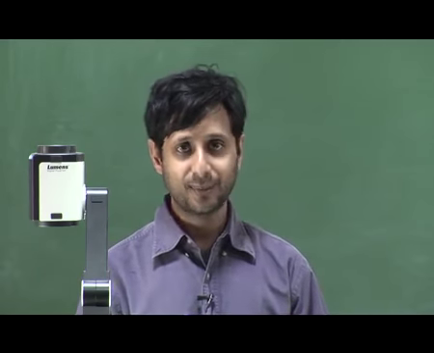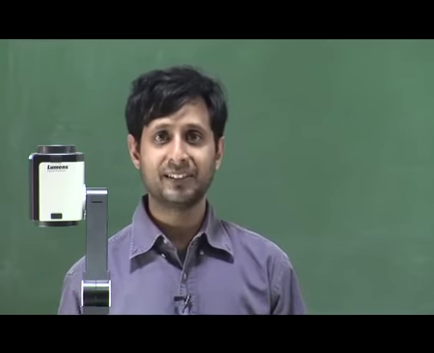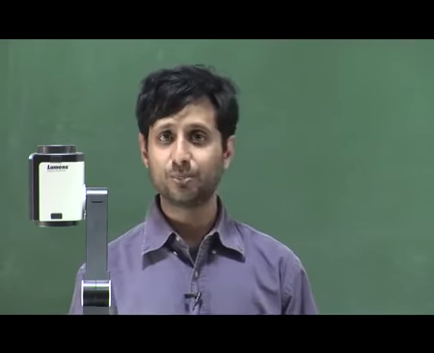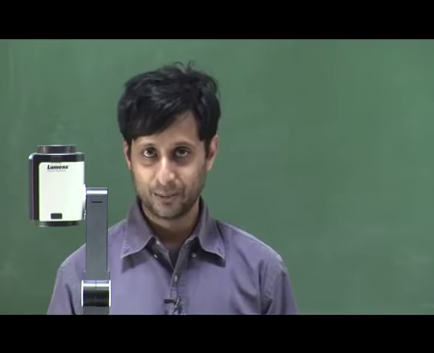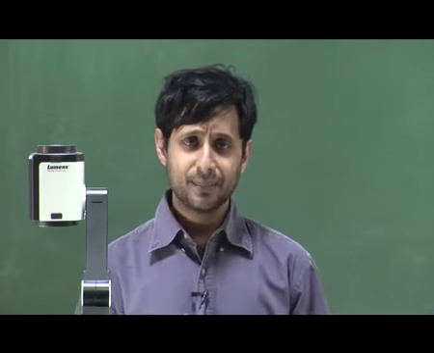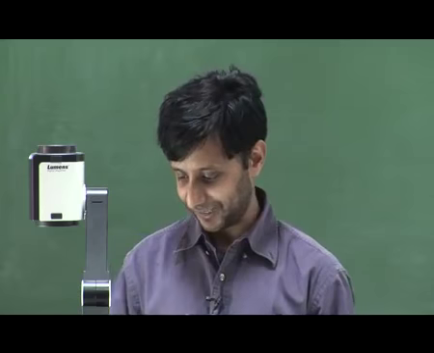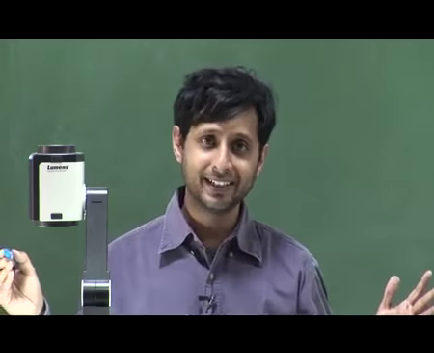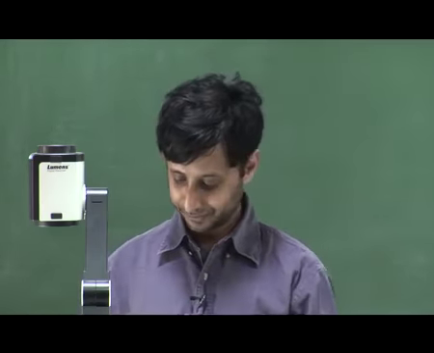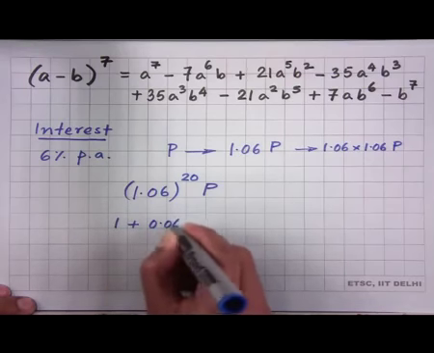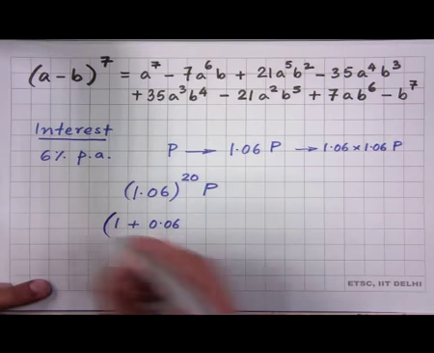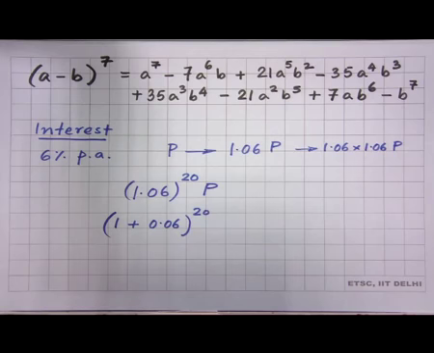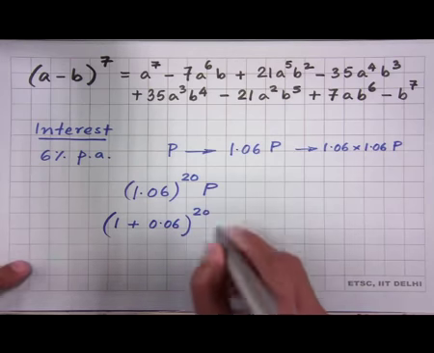Now, how will you do this? Of course, one easy way to work out 1.06 to the power 20 is to punch in the numbers in a calculator and work it out, right. But that is not what we are going to do in a mathematics class. In the mathematics class we are going to break this up into 1 and 0.06, and then we are going to do whole power 20, right. And what will you get?